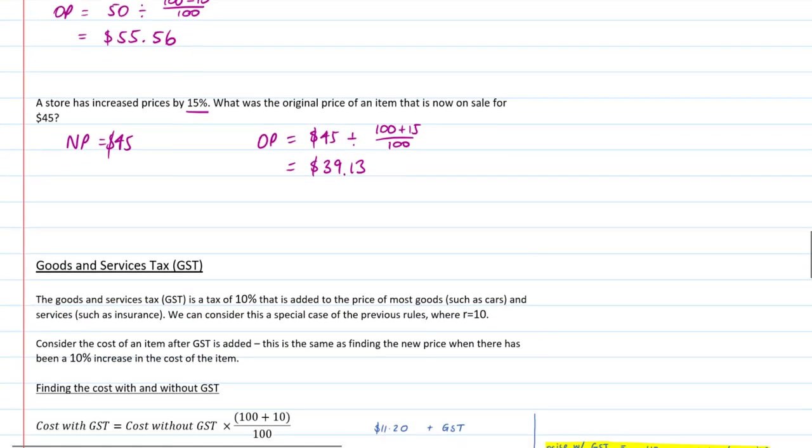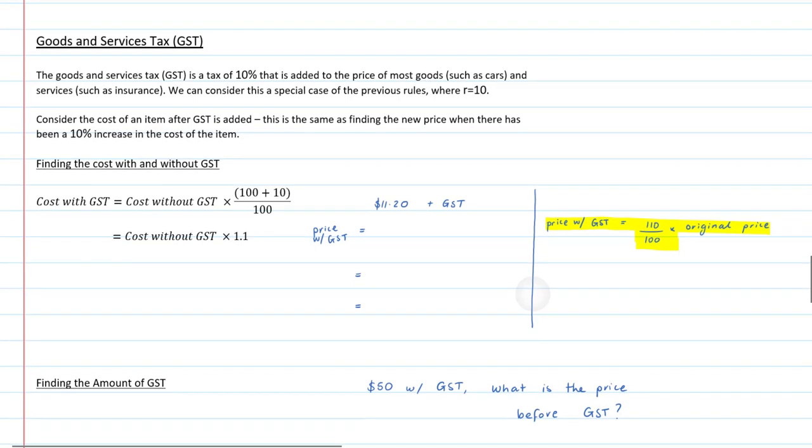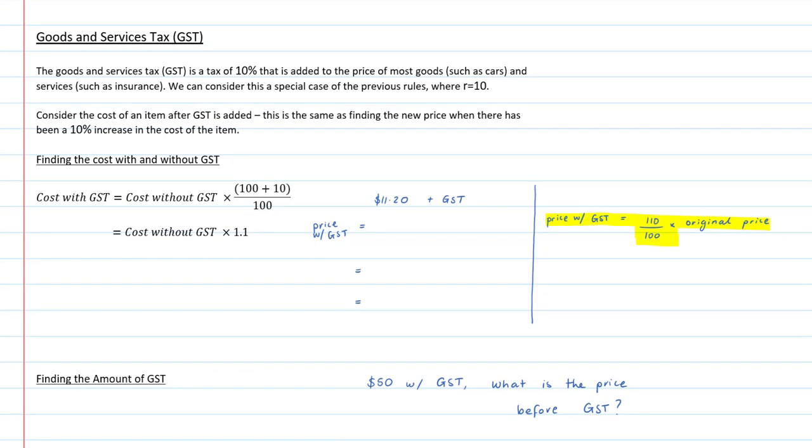Okay, let's have a look at goods and services tax. The goods and services tax, GST, is a tax of 10% that's added to the price of most goods. So anything that's GST is a good or a service. A product is a good, and a service is if you pay somebody to do something for you, and you'll have GST added to that.